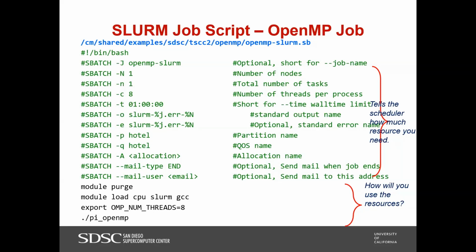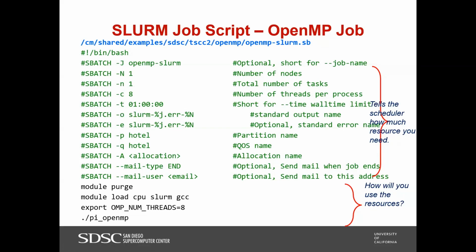So here in this example, we need one node and one number of tasks, but we need 8 threads per process. That makes sure that it's an OpenMP job for the multi-threading. And the next line tells how much time we need for this job. And then the -o and -e define the standard output and the standard error file.